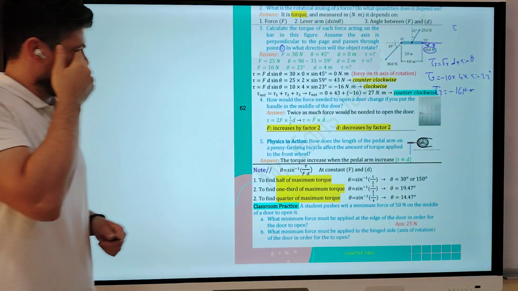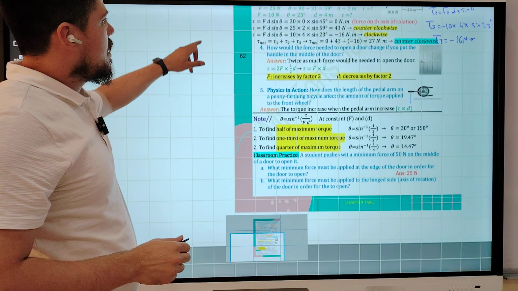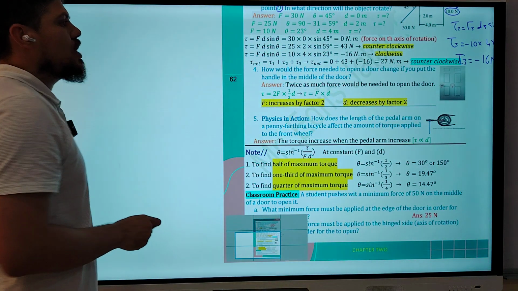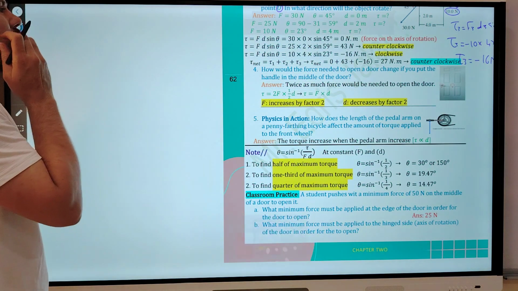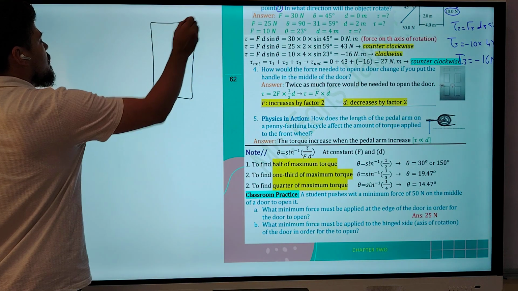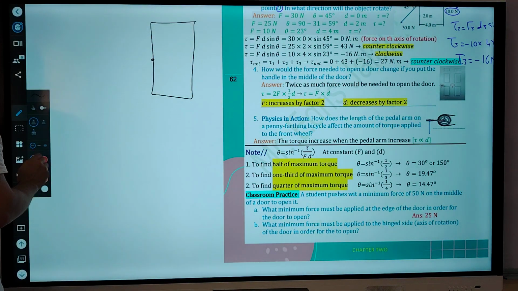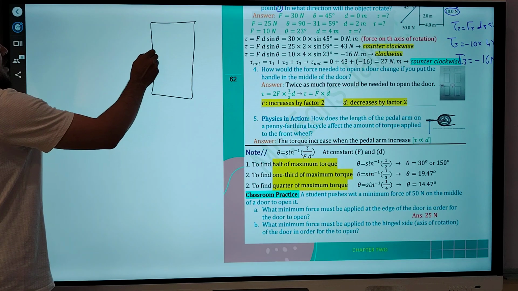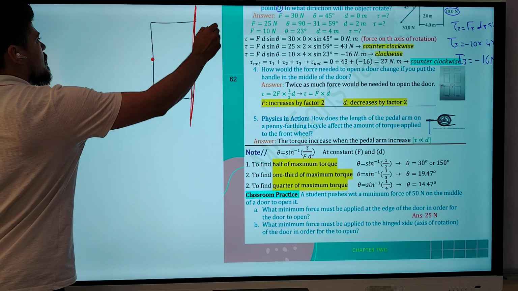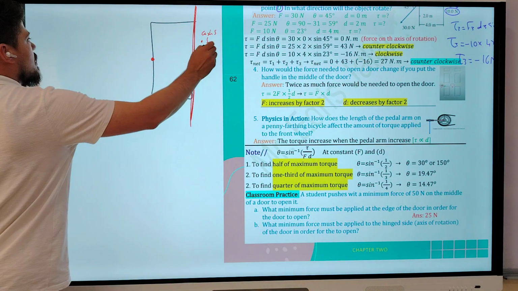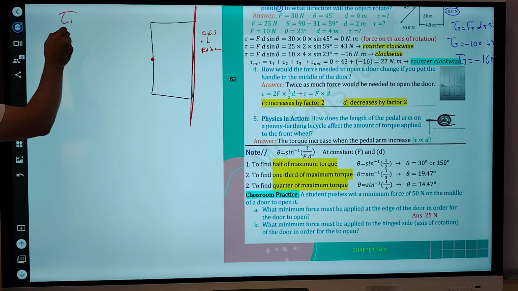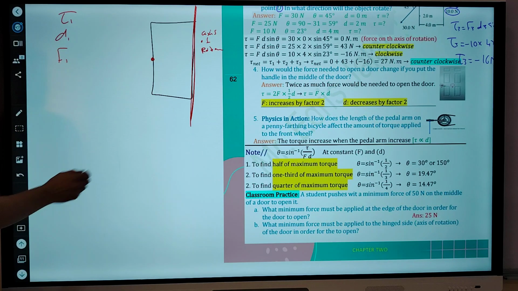Pay attention, please. Question 4. How would the force needed to open a door change if you put the handle in the middle of the door? Very good question, guys. We have a door here, okay? The handle of the door is, at first, located at the farthest point from the axis of rotation. What is this? This is the axis of rotation. In the first case, you have torque 1, D1, and F1.